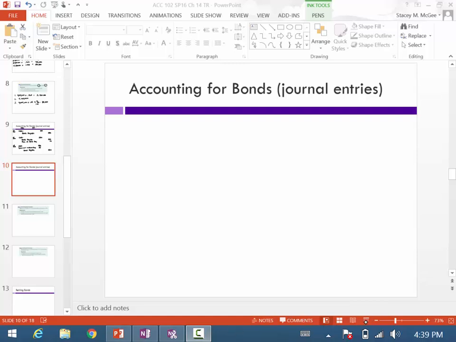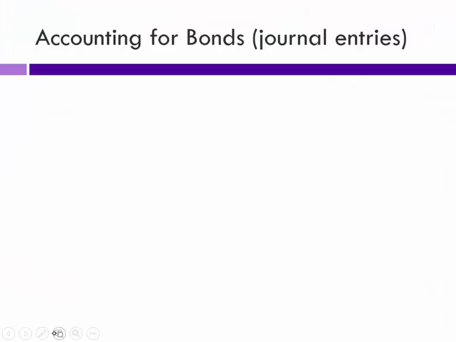Okay, let's pick up where we left off here. And we issued the bonds. Now the other thing we have to do is pay the interest on the bonds. So we're going to pay the interest, and this is generally semi-annual.